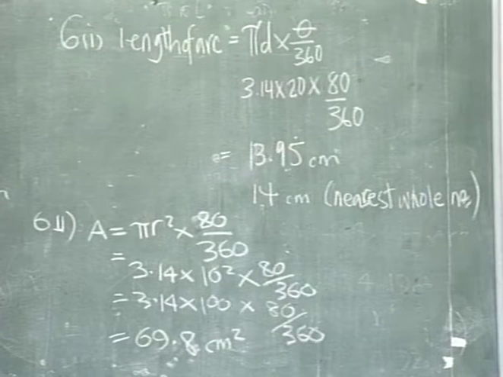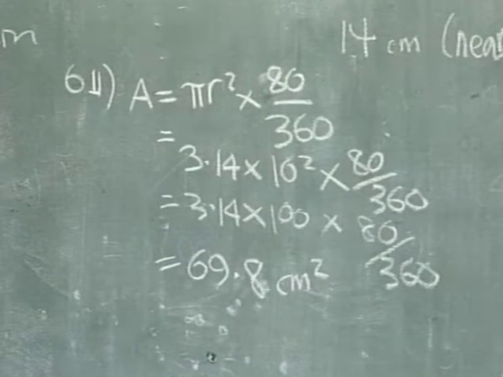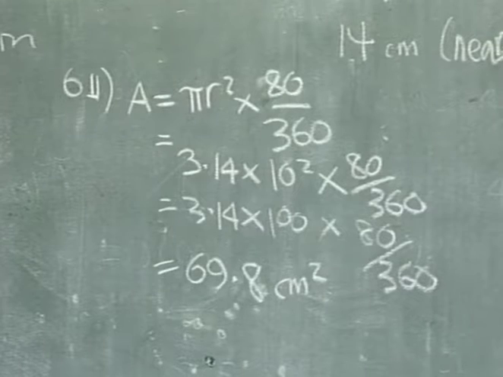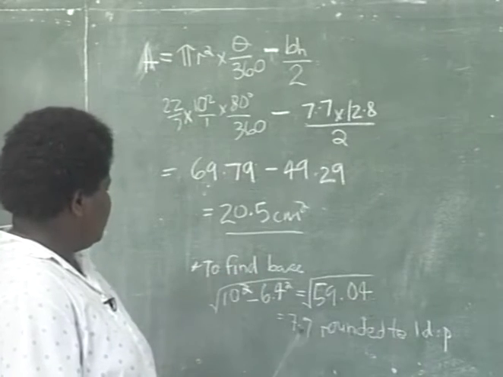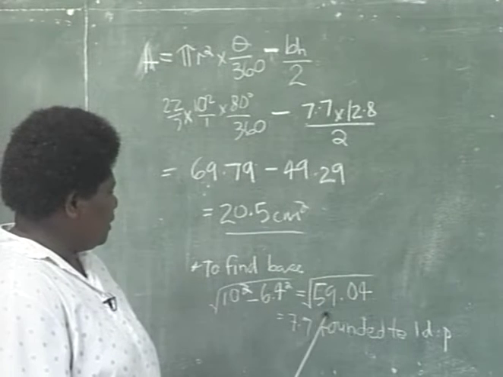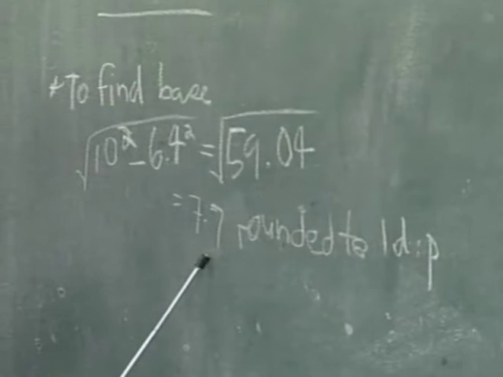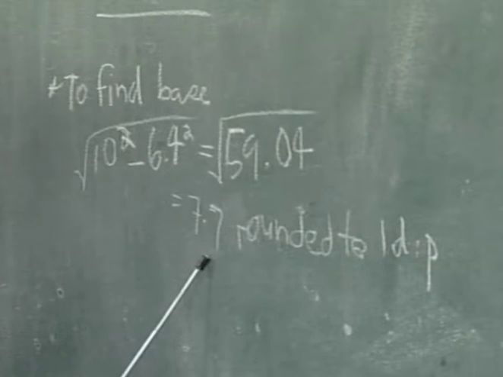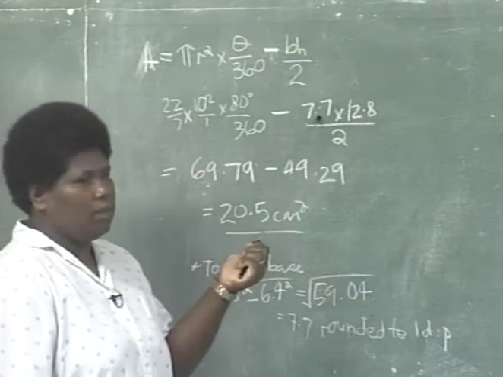So that's for 6.1. 6.2 to 1 decimal place, 69.8 is correct. To 2 decimal places, you can have 69.81 for the area of the sector of the circle. And then for number 3, 10 squared minus 6.4 squared, is it 59.04? Exactly? Okay, when you round that off, you get the square root of 59.04 is 7.7. That's how she got this.